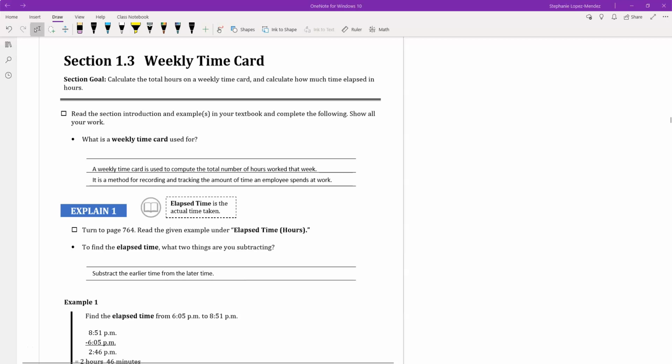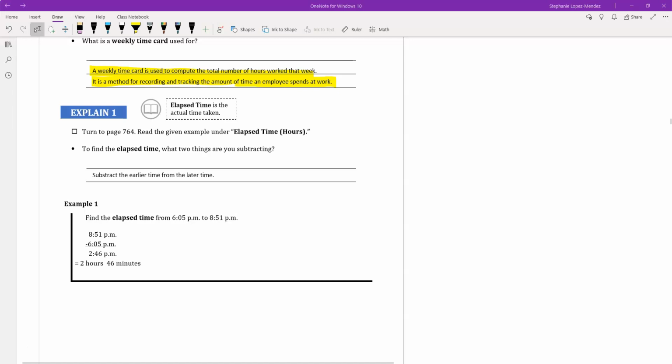This is section 1.3, weekly time card. On the first question, we have, what is a weekly time card? So a weekly time card is used to compute the total number of hours worked that week. It is a method for recording and tracking the amount of time an employee spends at work.